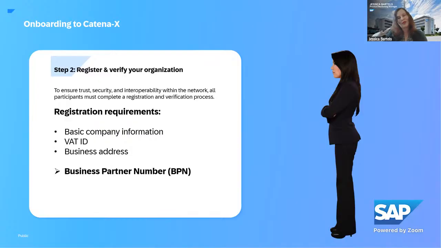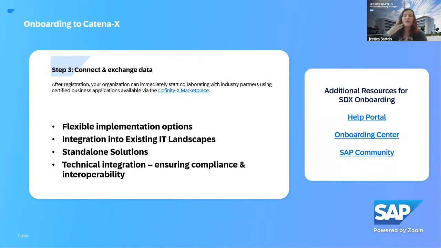If you could move to the next slide. The final step is to complete the registration and activation of your virtual identity so you can interact within Catena-X securely. So once your organization has been verified, you can immediately begin to collaborate with your business partner, for example by using certified business applications available through the Confinity-X marketplace, which I have mentioned before.